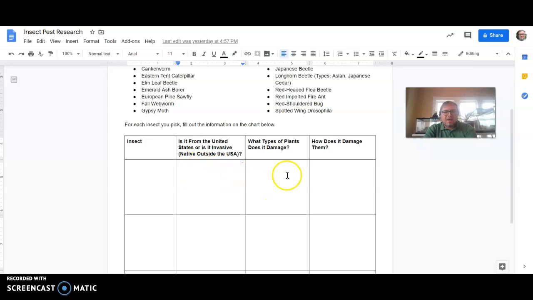So the columns that you have for each piece of information that you're giving, the first part here just asks, is it from the United States or is it invasive? And when we say invasive, we mean native outside of the USA. Was it something that we introduced, usually by coming over on a foreign shipment of plants or some other type of source that could have brought it into the US?